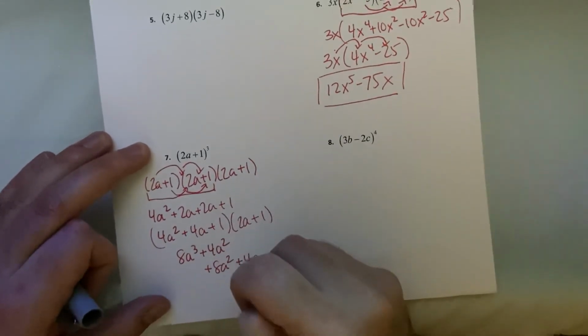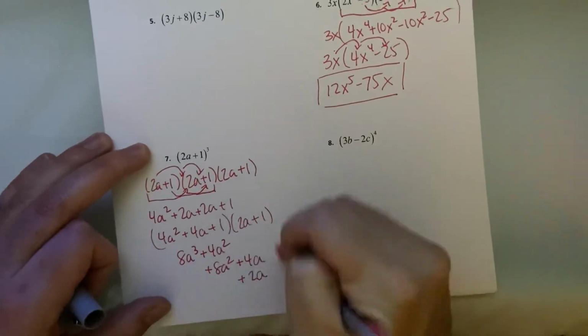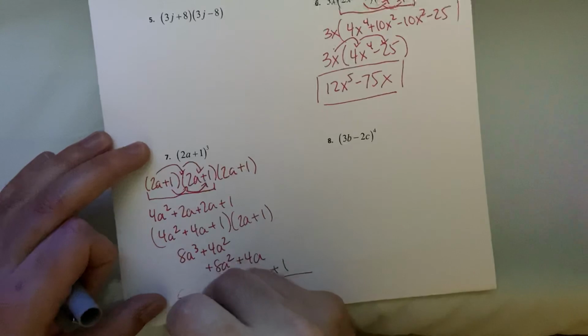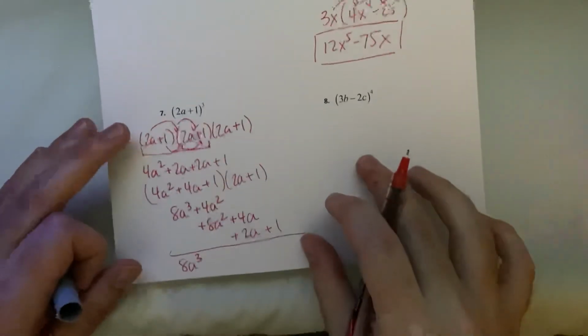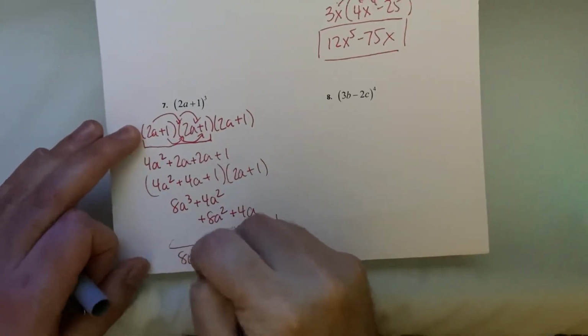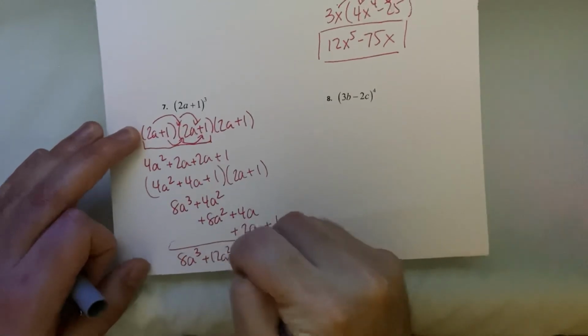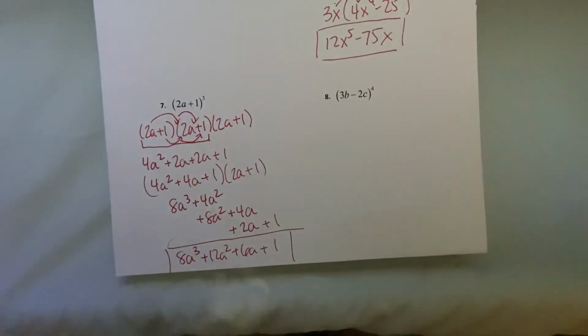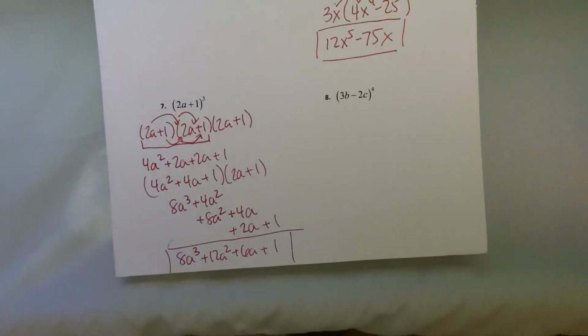Now 1 times both of those. 1 times 2a is 2a. 1 times 1 is 1. In total, this is 8a cubed plus 12a squared plus 6a plus 1. And this is all for 4, 5, and 6.